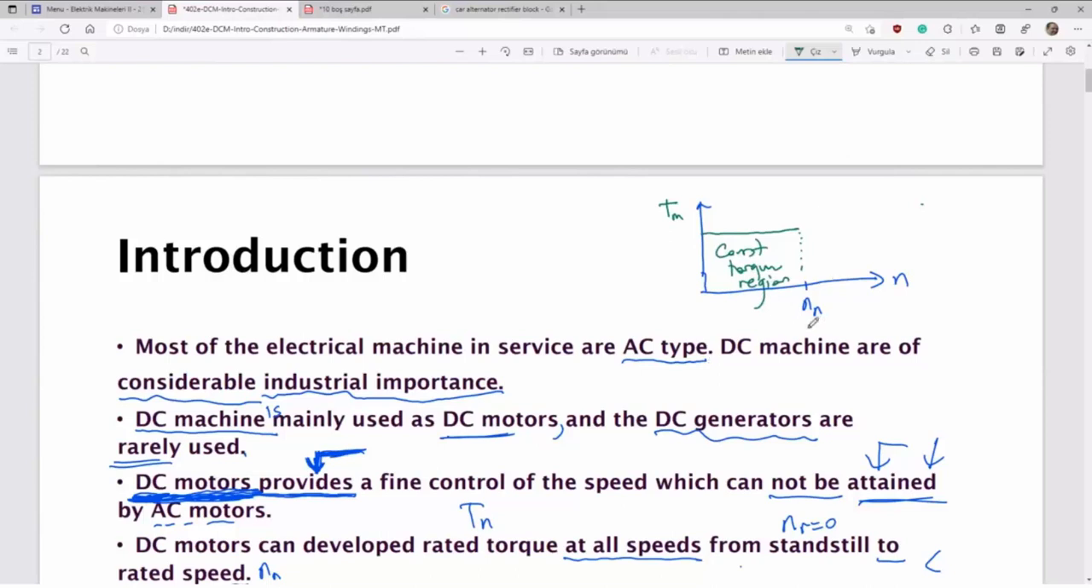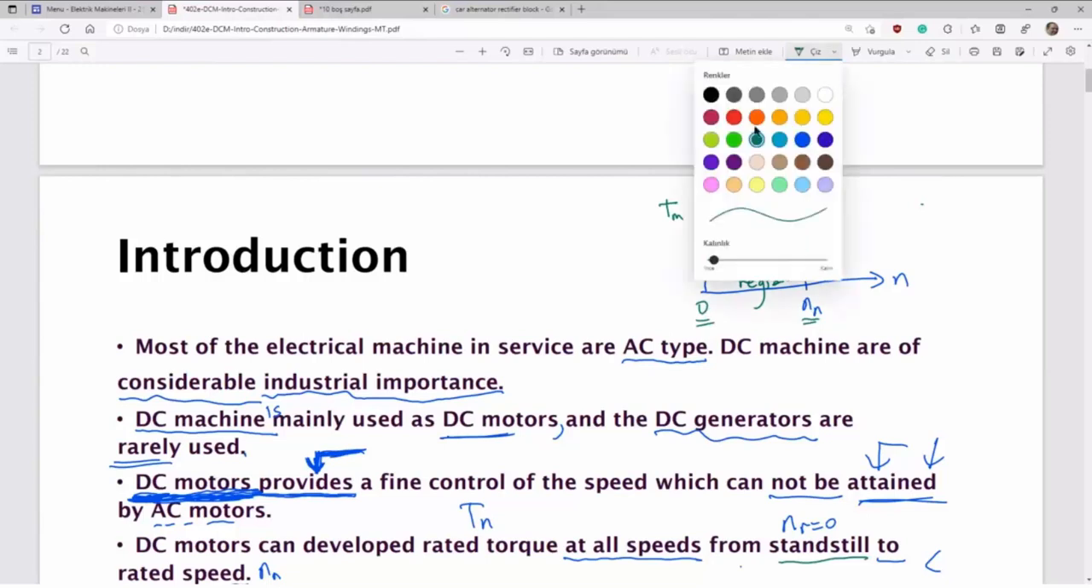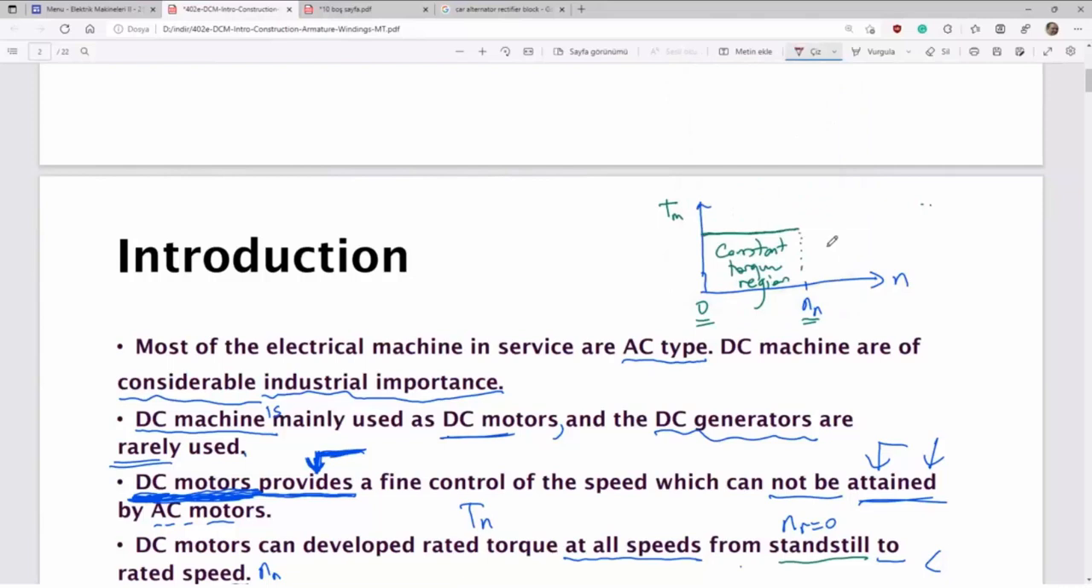From standstill to rated speed, you operate the machine in the constant torque region. After that region, you operate the machine in the constant power region. That is the constant output power region.